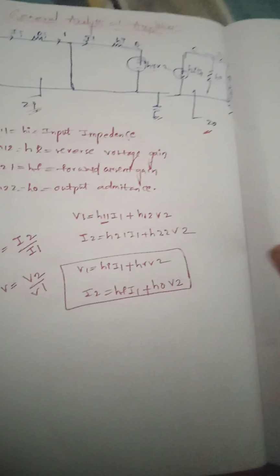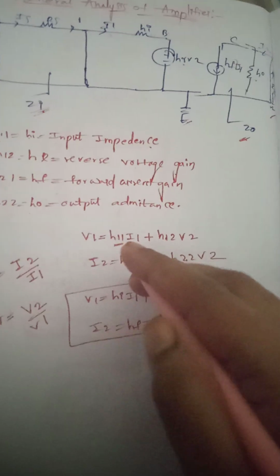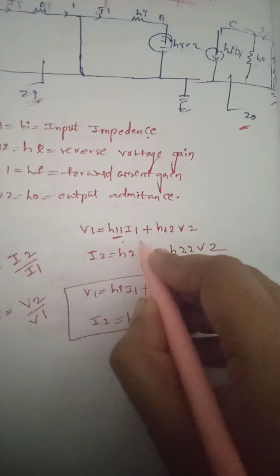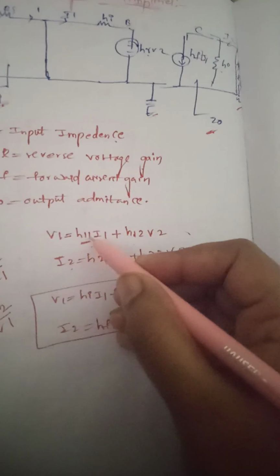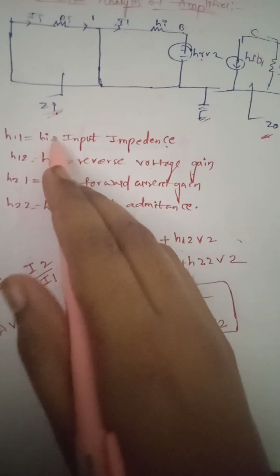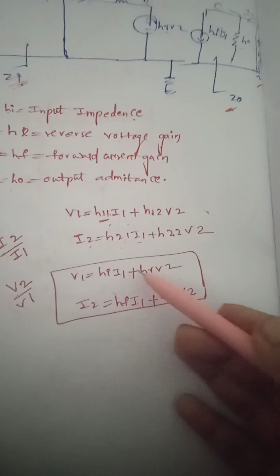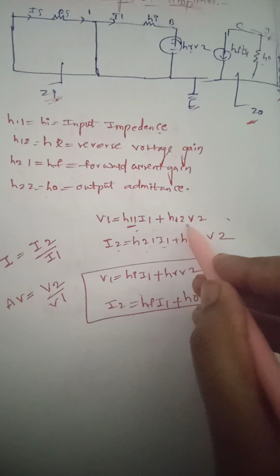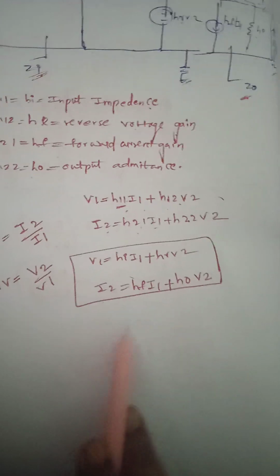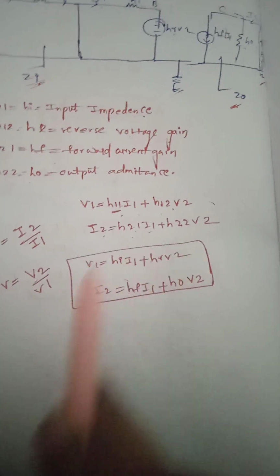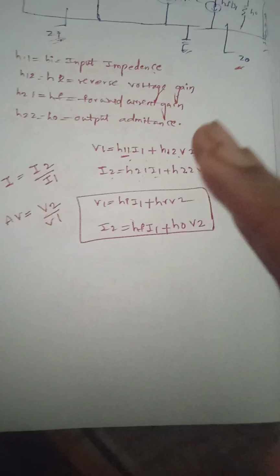is output admittance. So here we have two formulas. V1 is equal to H11 I1 plus H12 V2, and I2 is equal to H21 I1 plus H22 V2. In the place of H11, you can substitute Hi. So V1 is equal to Hi I1 plus, in the place of H12, you can substitute Hr. So Hr V2. In the place of H21, you can substitute Hf, and in the place of H22, you can substitute H naught.